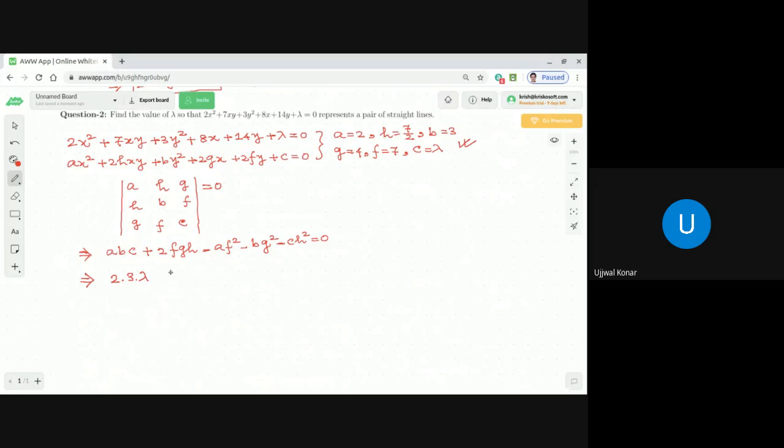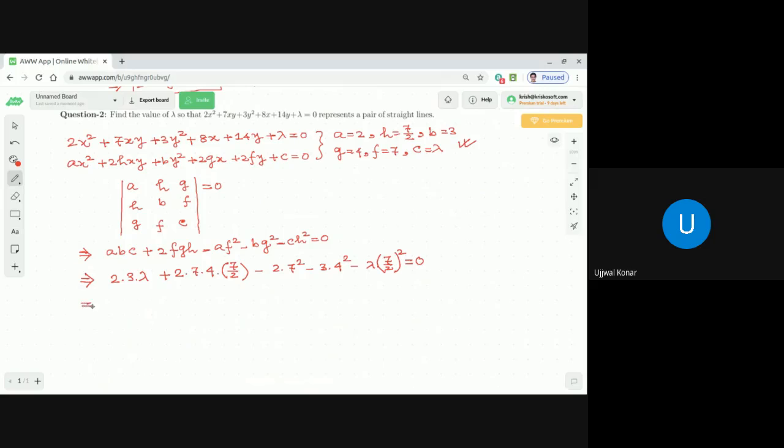So 2 into 3 into lambda plus 2 into F, F is equal to 7, G is equal to 4, 2 into 7 into 4 into what we are going to get is that H is actually 7 by 2, minus A is equal to 2 into F is equal to 7 square, minus B is equal to 3 into G square, that is 4 square, minus C is lambda, and H square, that is 7 by 2 whole square. That should be equal to 0.